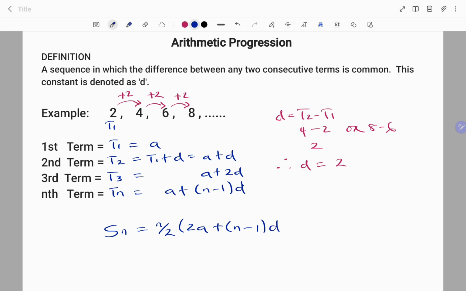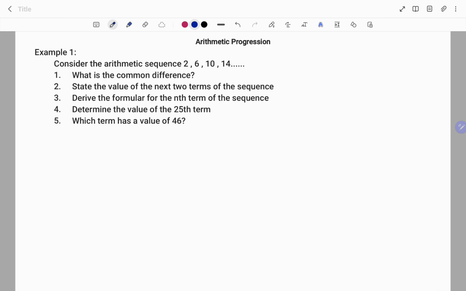For this video, we are going to focus on finding the nth term, finding the common difference, or finding a value in the sequence. In our first example, we have considered the arithmetic sequence 2, 6, 10, and 14. The first question says, what is the common difference? A common difference is the difference between two consecutive terms, that is the term in front minus the term behind.